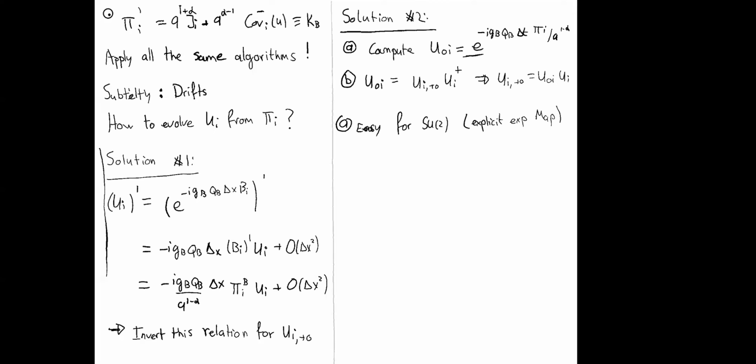But not so much for other groups, because the exponential map becomes harder and harder to compute as you have larger n. So in practice, if every time you need to compute this U0I you use some algorithm to compute the exponential map, it's easier to do solution one. But since we are most interested in SU2, you can really choose between these two methods.